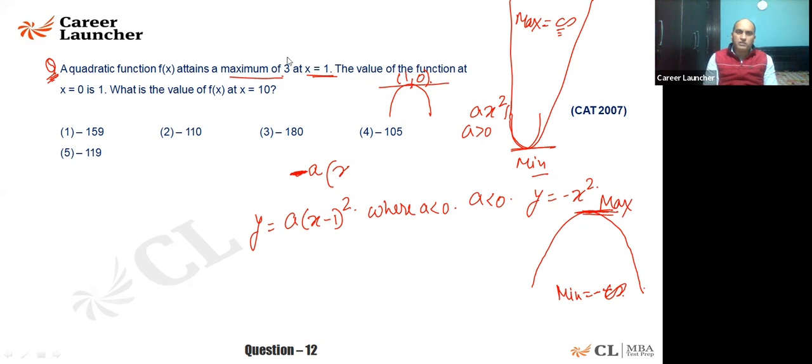And the maximum value of this is not given as 0. What is the maximum value of this? This is 3. So I know when x is put equal to 1, y comes out to be 3. Is that fine, everyone? And we know a is negative. Anyone, any doubt till this point, you can ask me.